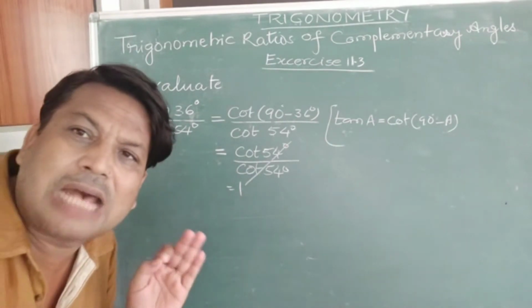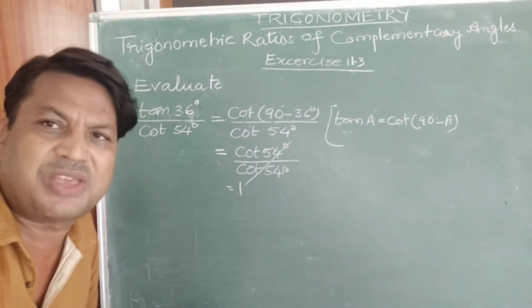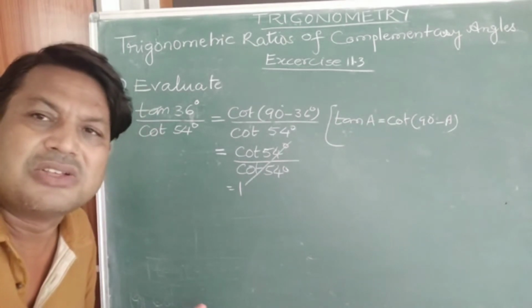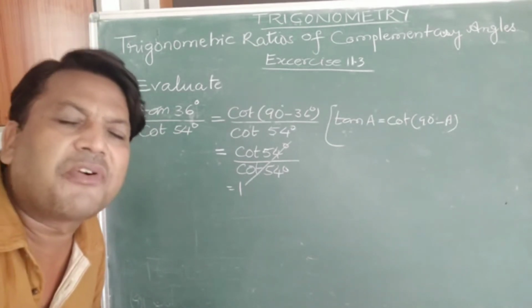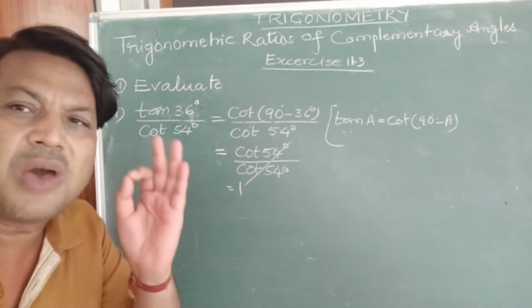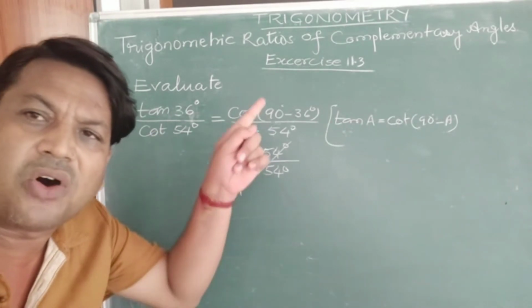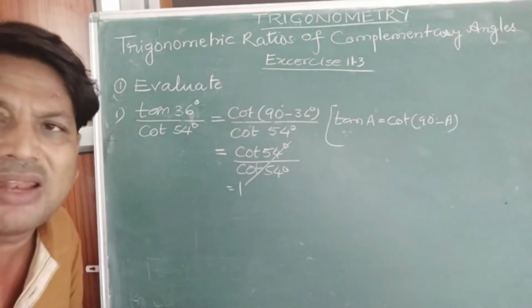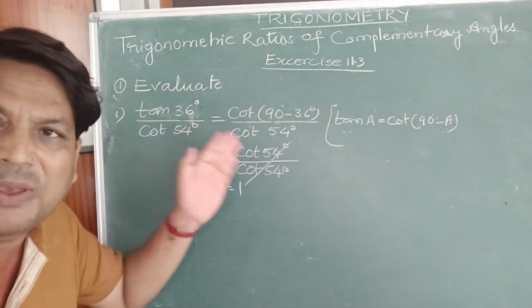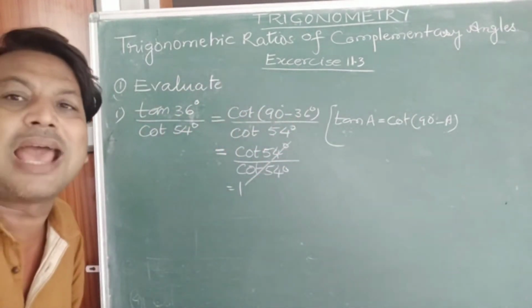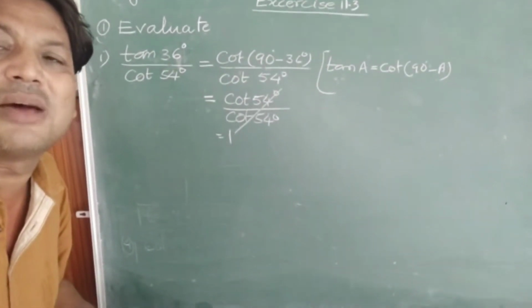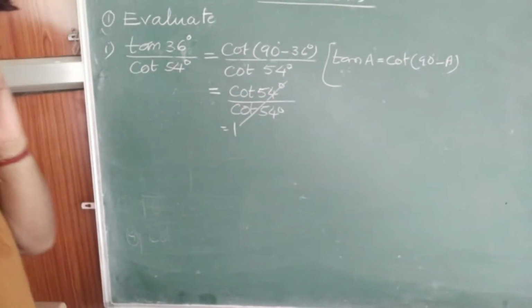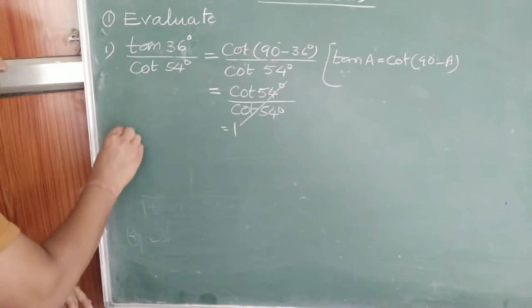Only in the case of specific angles, 0, 30, 45, 60, 90, you have to remember the values of all 6 trigonometric ratios. If the rest of the angles are given, they will be solved in this way, and they will automatically cancel and you will get answers in some numerals. Okay children? Right.